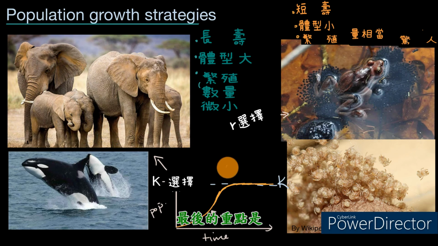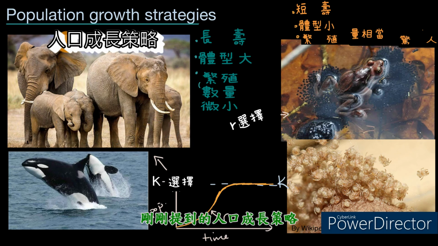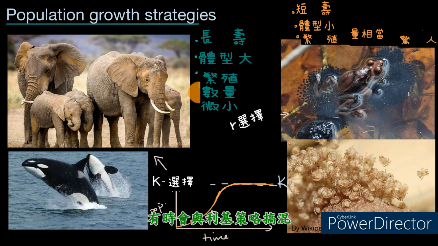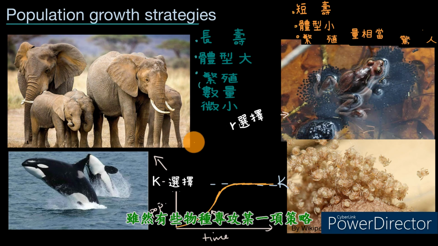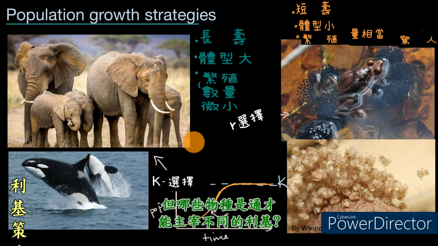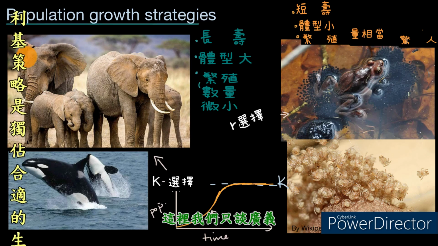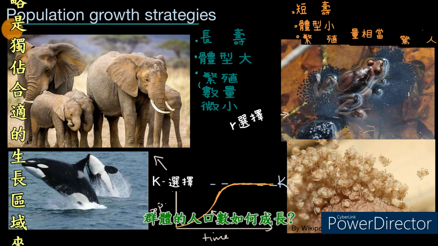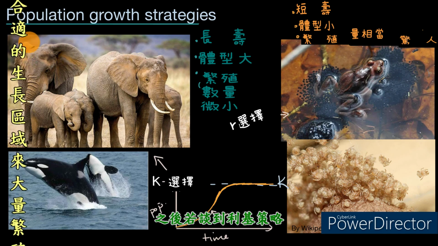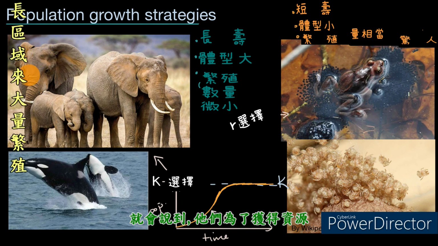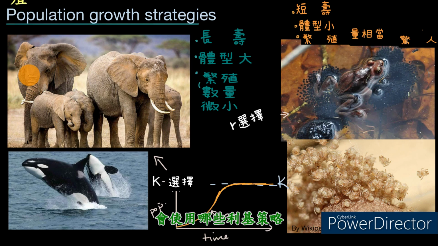Now, the last thing I want to highlight is that what we just talked about is population growth strategies. And that can sometimes be confused with niche strategies, where there are certain species that are generalists that can occupy many different niches, while there are certain species that are more specialists. Here we're just talking about, generally speaking, how do species tend to grow in population? While when we talk about niche strategies, we're going to talk about the types of niches they fill in order to get their resources. And we'll talk more about all of that in future videos.